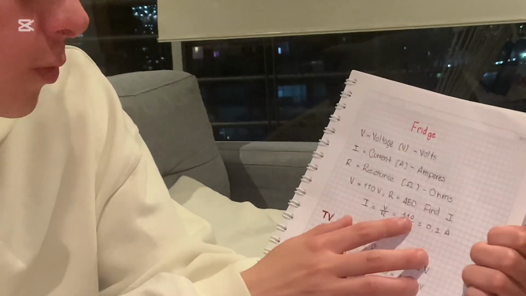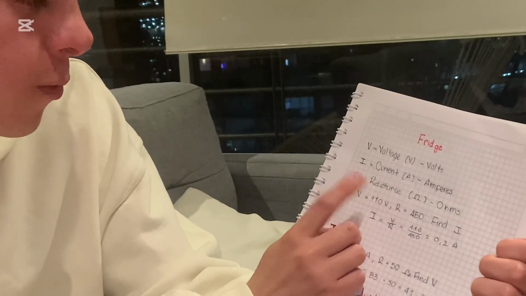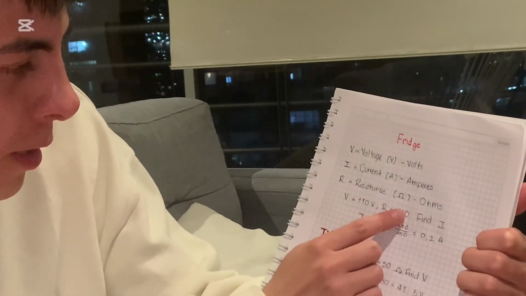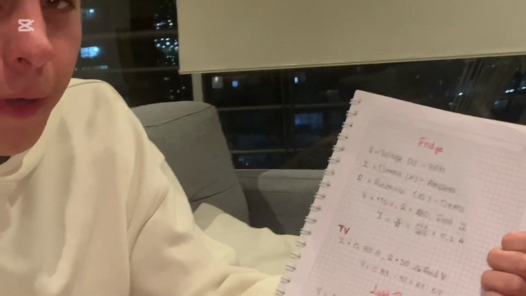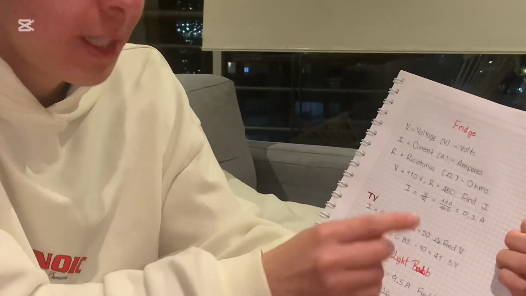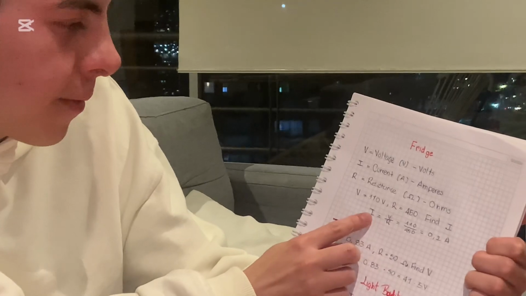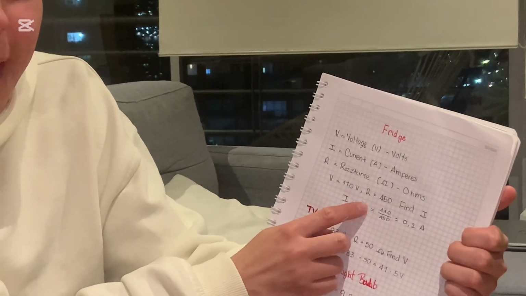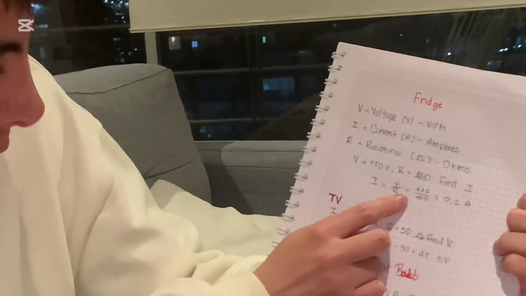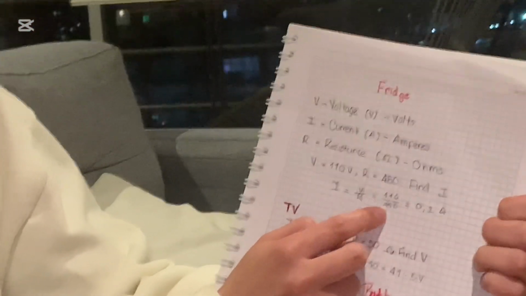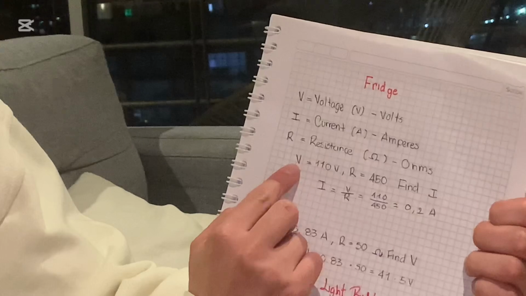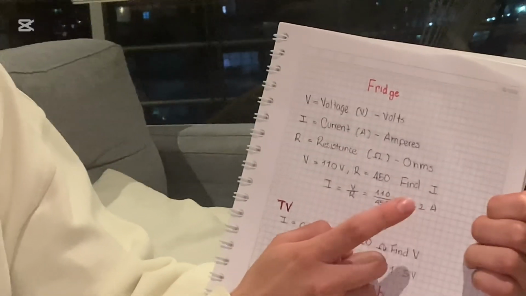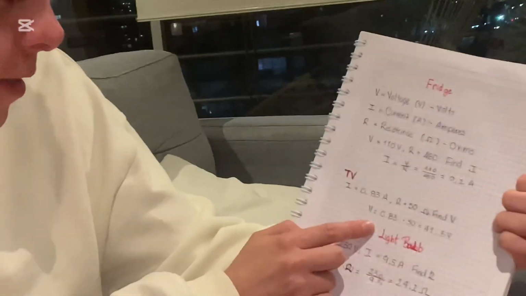So here the fridge has 110 volts and a resistance of 450 ohms. To know the current, we have to apply this equation: I equals V over R. So we have 110 divided by 450, that is the resistance, and we have 0.2 amperes.